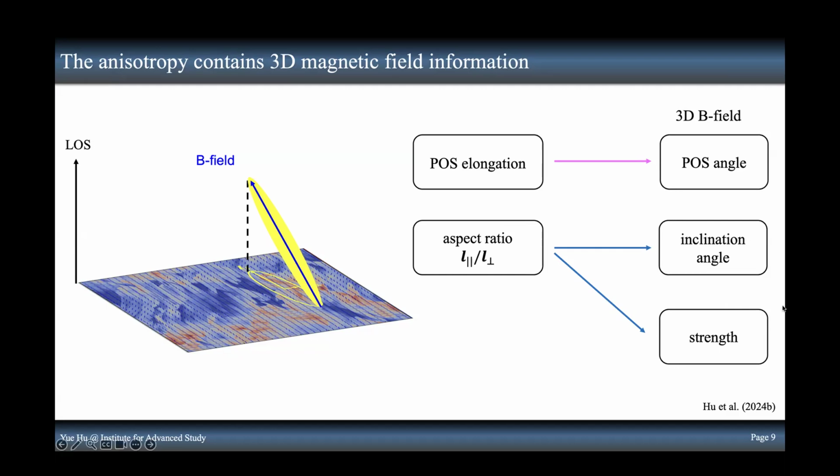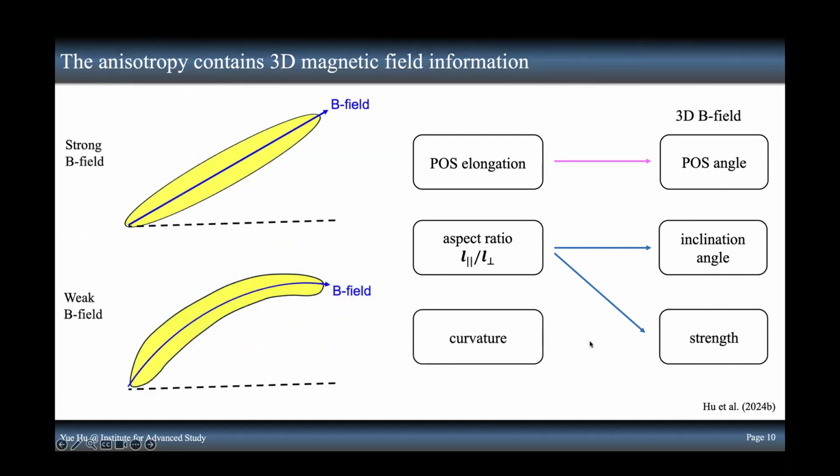Here is another problem: we have just one parameter, the aspect ratio, but we want to solve for two variables, inclination angle and strength. That's not enough. So we need to find another parameter. The curvature of the magnetic field is also correlated with the inclination angle and strength. For instance, if we have a very strong magnetic field, the field is just a straight line because it's very difficult to bend it. Therefore, the curvature is very small.